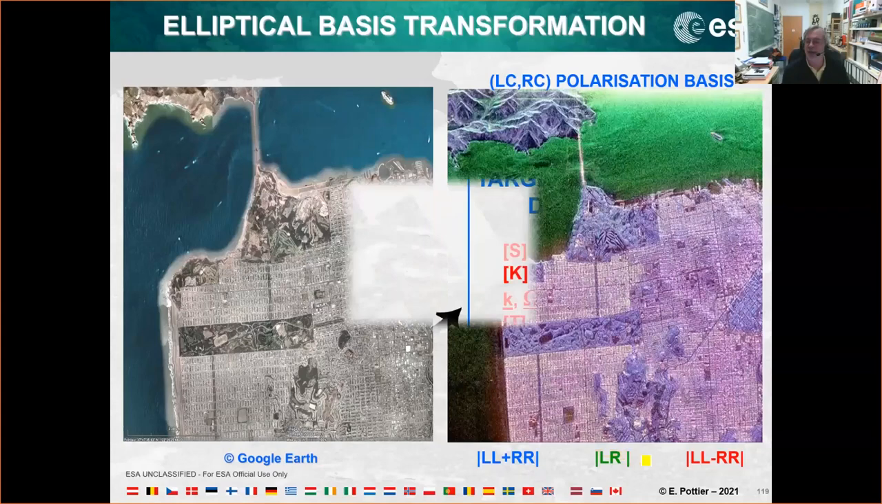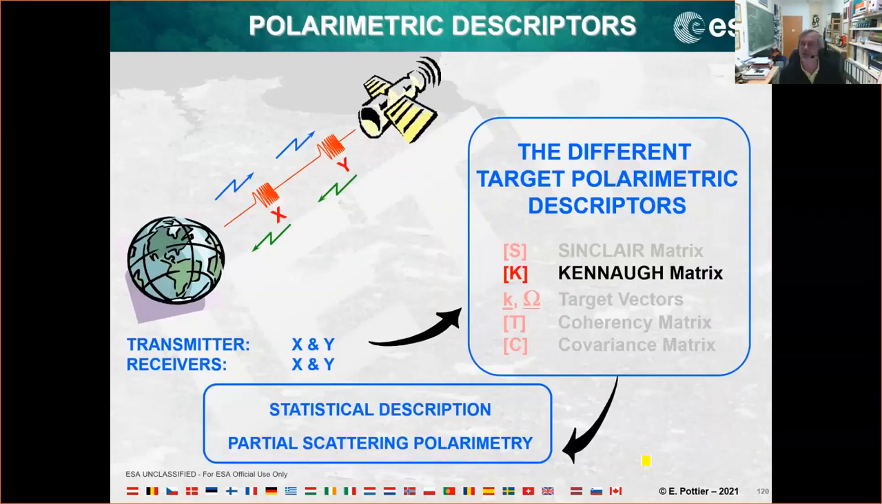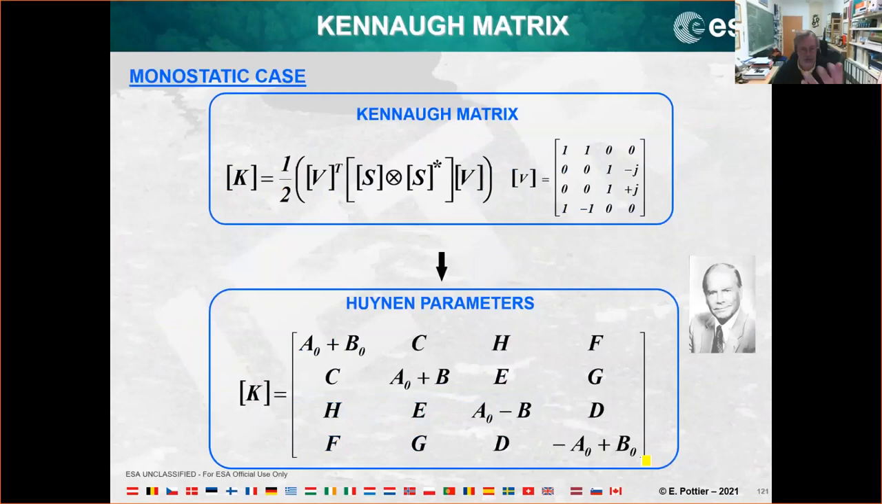Okay, so the next descriptor is the Kennaugh matrix. I'm not going to spend a lot of time on this descriptor. It was a descriptor used by Huynen, as I explained to you. So this is the construction of this matrix. The Kennaugh matrix is constructed from the scattering matrix.